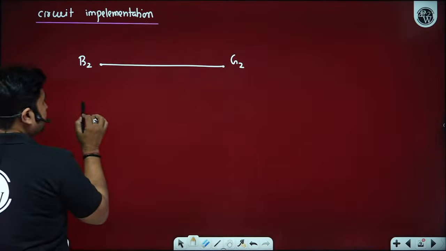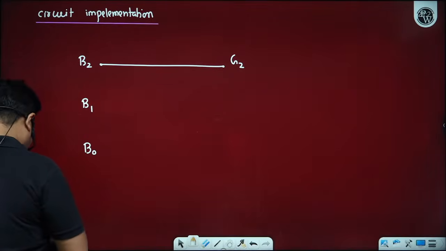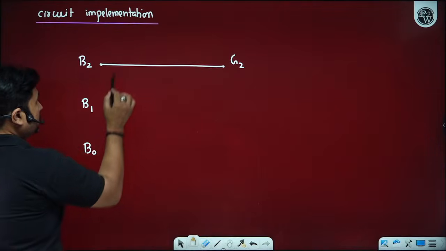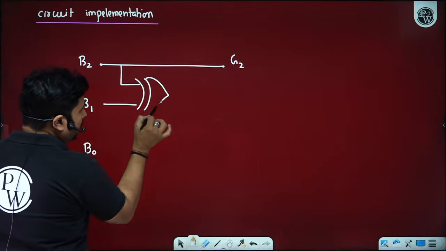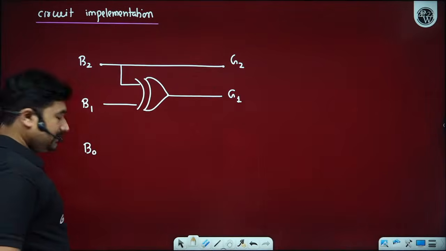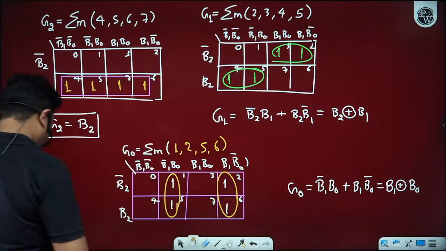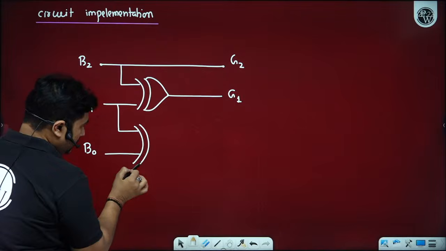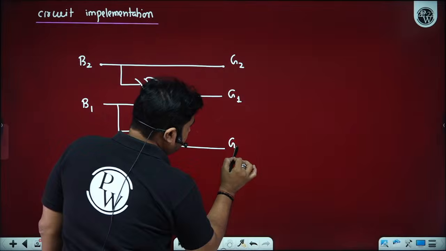Okay. Then we have B1 input and we have B0 input. And you can observe that G1 is B2 XOR B1. So B2 XOR B1. Hoping all of you are able to recall the gray code as well. Then for G0, we have B1 XOR B0. B1 XOR B0.